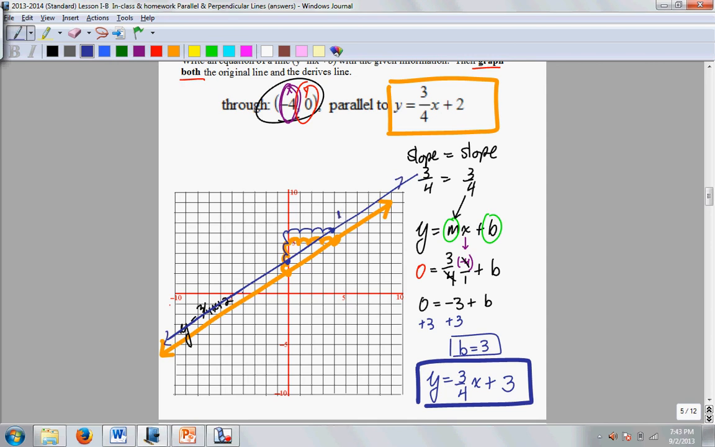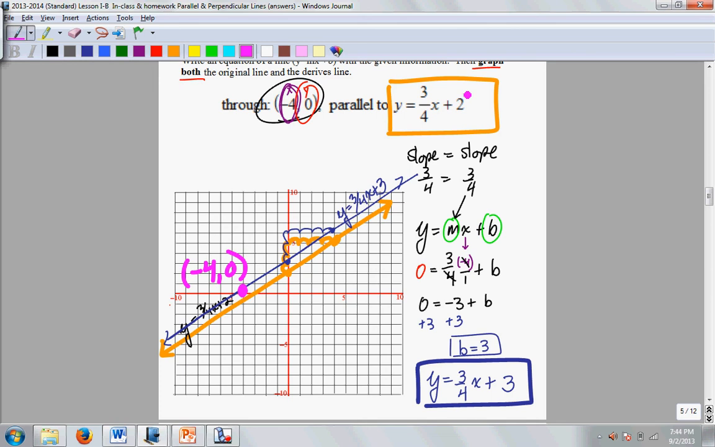So that's our second line, y equals 3/4 x plus 3. So it meets the conditions. One, it's parallel. It's also supposed to go through -4, 0. 1, 2, let me switch colors here. 1, 2, 3, and it does. Right there, it goes through the point we wanted it to go through.